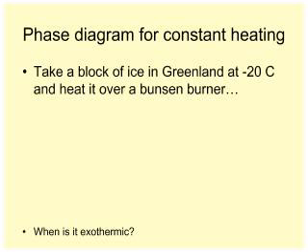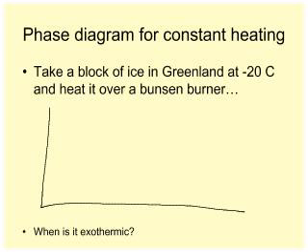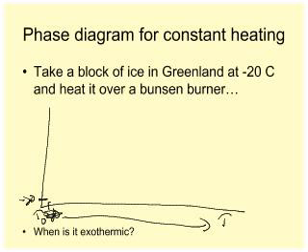So now I believe a phase diagram for constant heating. So if I take a block of ice at -20 and heat it over a Bunsen burner, what I'm going to do is start out right here at -20. I'm going to call this -20. And this is going to be time 0. And time is going to end up here until time final. So this is time. This is temp.